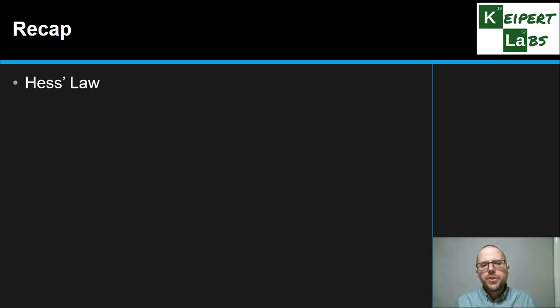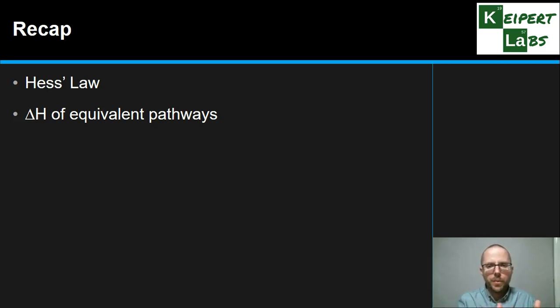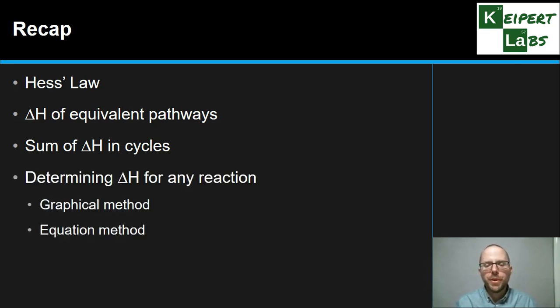Okay, so we introduced what we mean by Hess's law, this idea that the overall enthalpy change, or change between reactants and products, is independent of the pathway that it takes to get there, or however many steps it takes to get there. Okay, we looked at the fact that this helps us to calculate the delta H of equivalent pathways. So, whether we go directly or we go through intermediate steps, we can make those calculations. We also saw that it means that the sum of the enthalpy changes in a cyclic reaction is 0. And we used two approaches, the graphical method and the equation method, to determine the delta H for any reaction based on established data. Being able to manipulate equations and reverse them and change the signs and add delta Hs to get the answers that we're after.